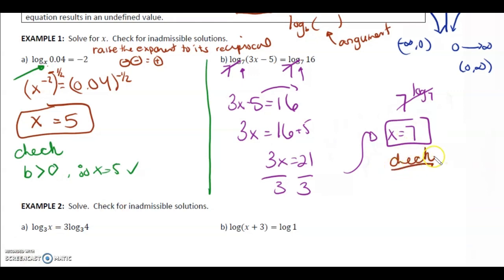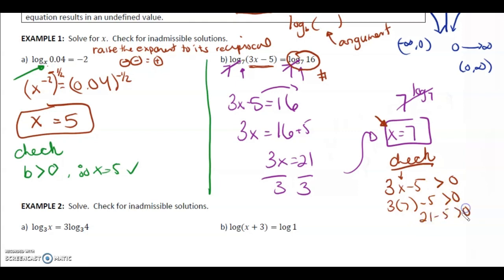Okay, now we have to check. So in B, here's the thing. This is just a number on the right-hand side. We don't have to check that. We only have to check when we see an x in the original. So the x is in the argument. So we have to check that 3x minus 5, when we substitute in a 7, is going to be greater than 0. So that's 21 minus 5. Is that greater than 0? Well, yes, 16 is greater than 0, so x equals 7 is valid.